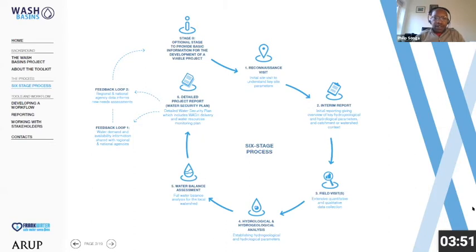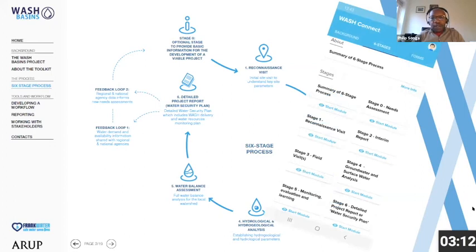After those series of field visits, you then synthesize that information in stage four, which is the hydrological and hydrogeological analysis. And this is where we're proposing some of the elements which we hope will help to shed more light on how groundwater is used and who is using it and the issues that they face. Then stage five is bringing that information together into a water balance assessment, looking at your supply and demand. And then that feeds into stage six, which is a detailed water security plan or water resources management plan.